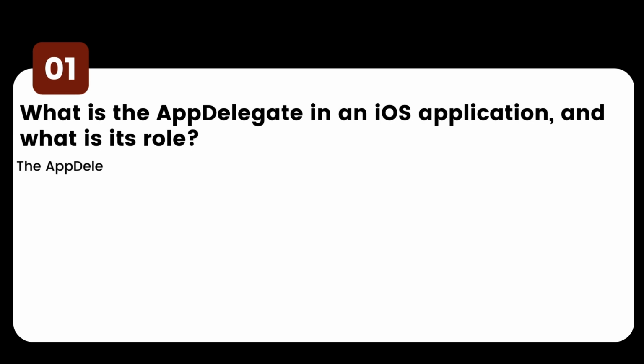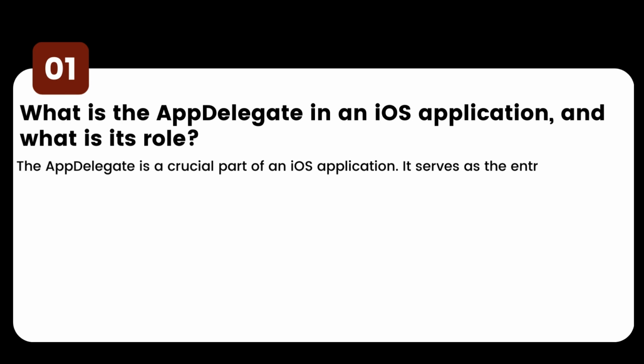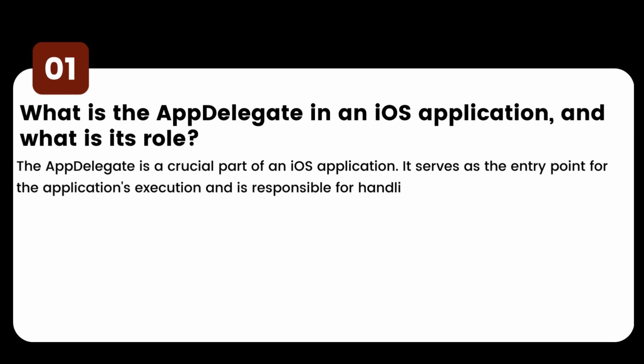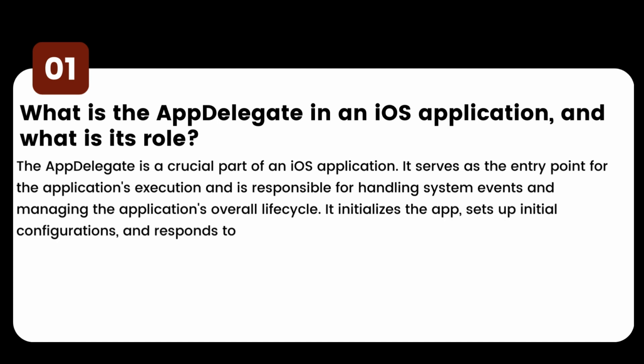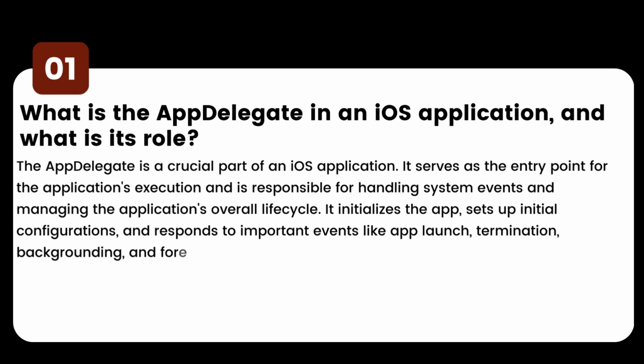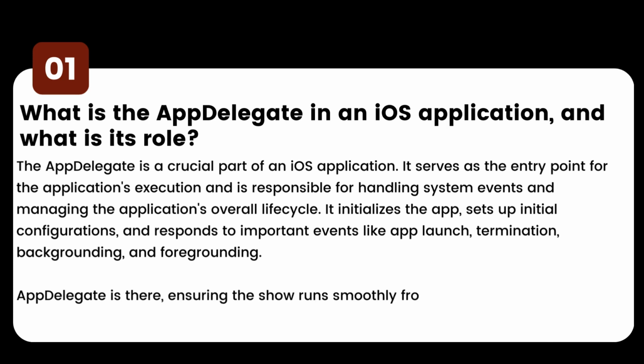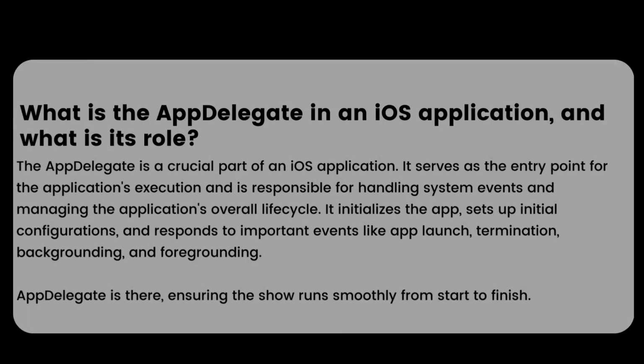So, let's start. Question number 1. What is the app delegate in an iOS application and what is its role? The app delegate is a crucial part of an iOS application. It serves as the entry point for the application execution and is responsible for handling system events and managing the application's overall lifecycle. It initializes the app, sets up the initial configuration, and responds to important events like app launch, termination, background, and foreground. The app delegate ensures the show runs smoothly from start to finish.